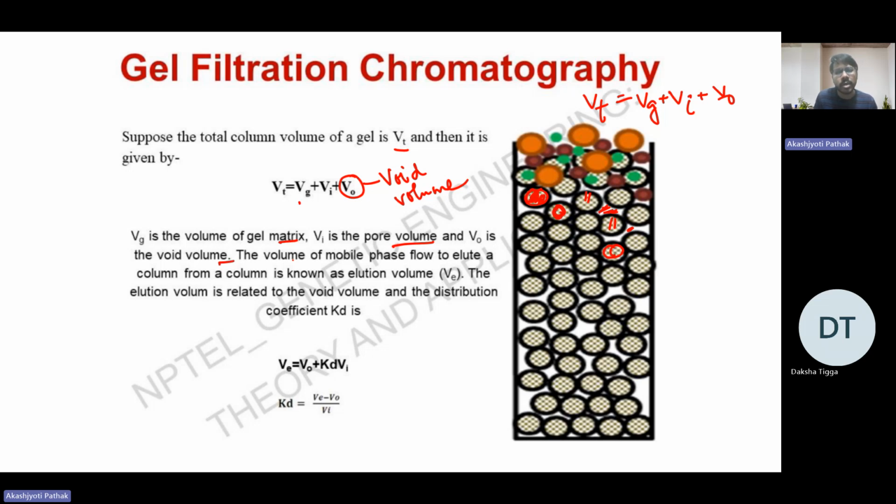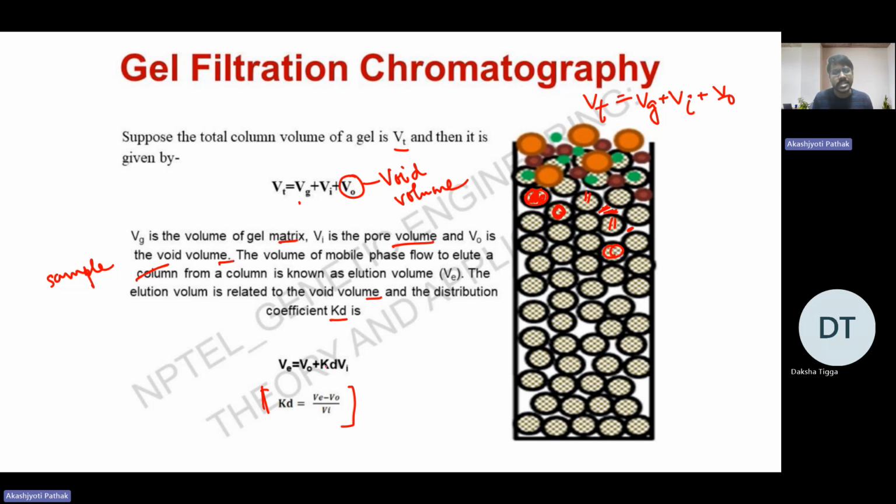Okay, so the volume of mobile phase flow required to elute a sample, or to elute a protein sample from a column, is known as the elution volume. So what is elution volume? The volume of mobile phase that must be passed for a particular eluent or a particular protein molecule to be eluted is called the volume of elution. Okay. So the elution volume is related to the void volume and the distribution coefficient Kd as Ve equal to Vo plus Kd Vi. Okay, so this is one of the expressions.